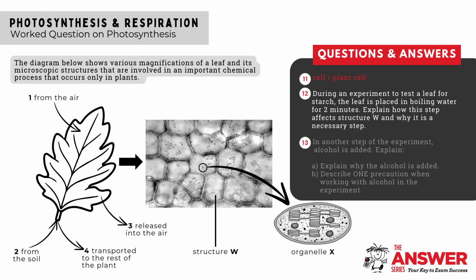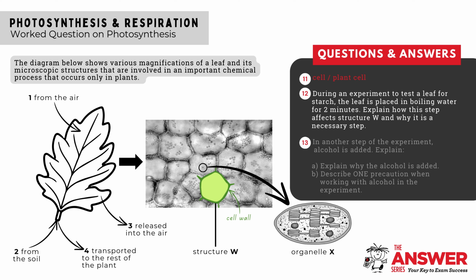During an experiment to test a leaf for starch, the leaf is placed in boiling water for 2 minutes. Explain how this step affects structure W and why it is a necessary step. So to answer this question, we have to remember what the function of the cell wall is as mentioned in the video on the testing for starch. The cell wall is a protective barrier around the plant cell, keeping everything inside.